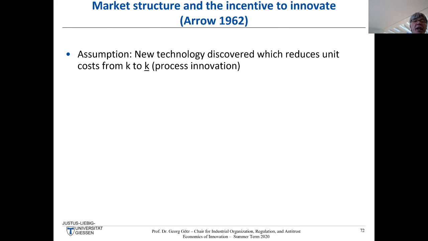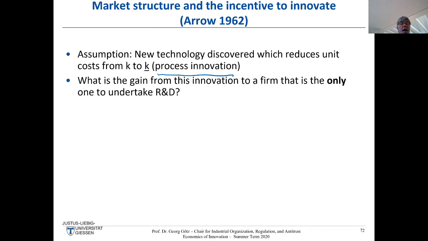In order to do that, we look into a process innovation. What does this mean? There is some new technology discovered which reduces unit costs from some level K to some lower level K lower bar. And the question here is, what is the gain from this innovation to a firm that is the only one to undertake R&D?